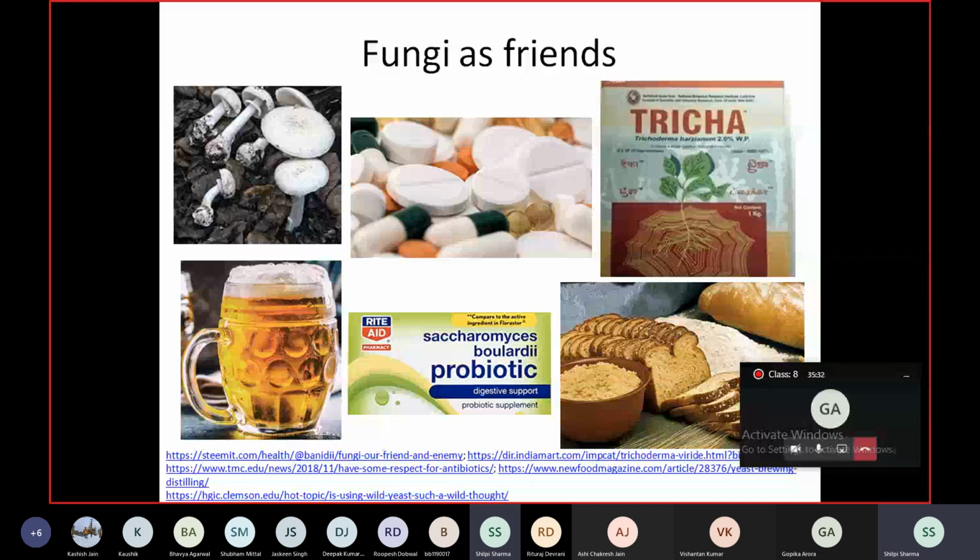There are a range of applications of fungi in our day-to-day life. A major chunk, actually, is in the food industry. And also, I don't know if you've heard of Trichoderma. This is a fungus which is a biocontrol agent. So it's used instead of chemicals for controlling various kinds of diseases in agriculture.